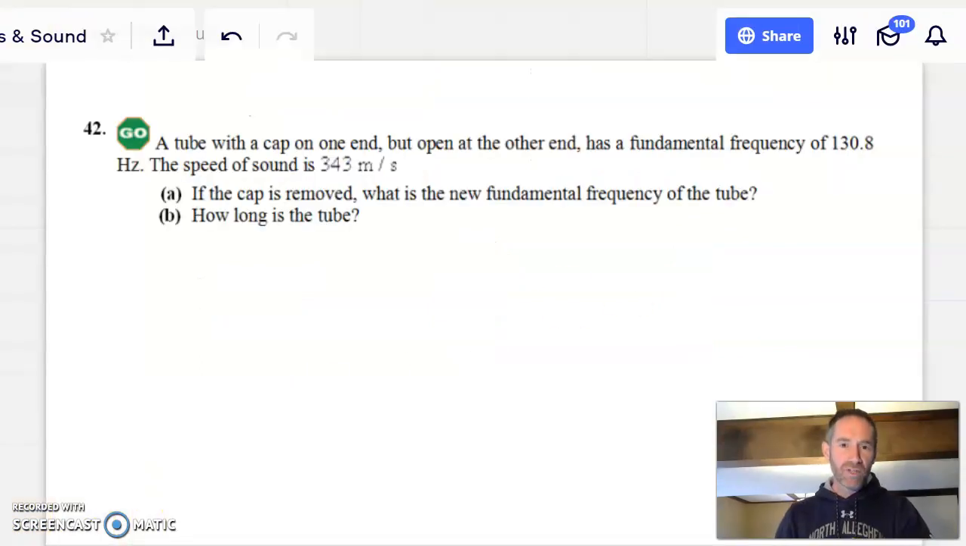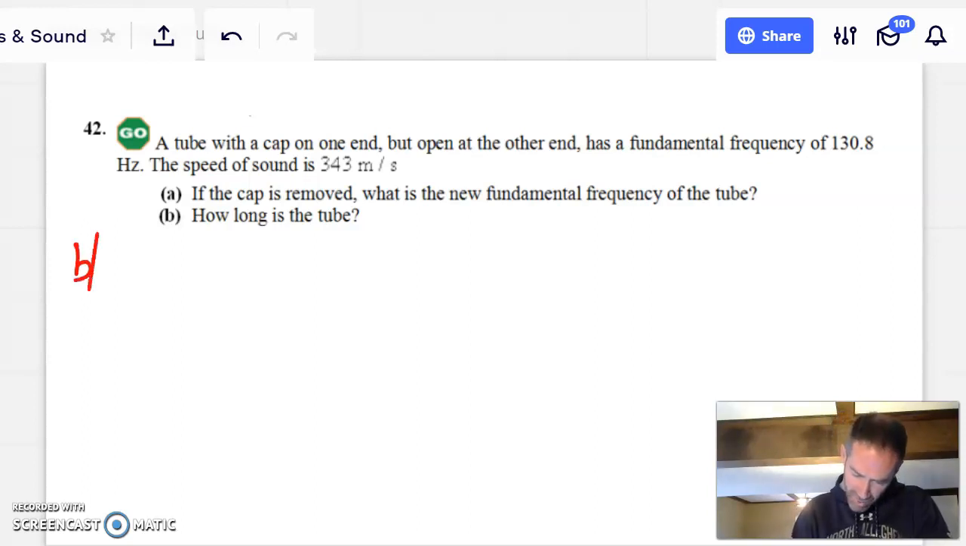Okay, how about just a couple examples before I let you go? So on this one, it says a tube with a cap on one end, but open at the other end, has a fundamental frequency of 130.8 hertz. I'll give you the speed of sound, what we're used to, 343 meters per second. Part A says if the cap's removed, what's the new fundamental frequency? And part B says how long is the tube? I actually think it's a little easier to understand to do part B first and then follow up with A, so that's what I'm going to do.